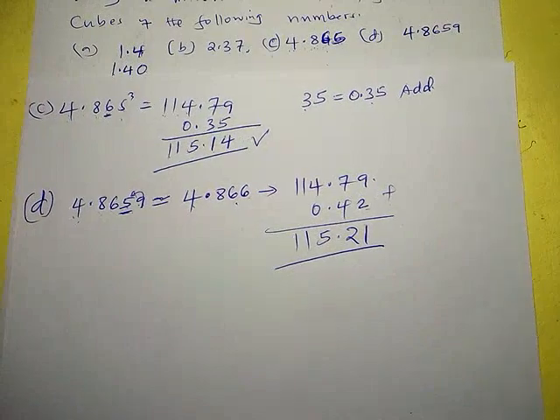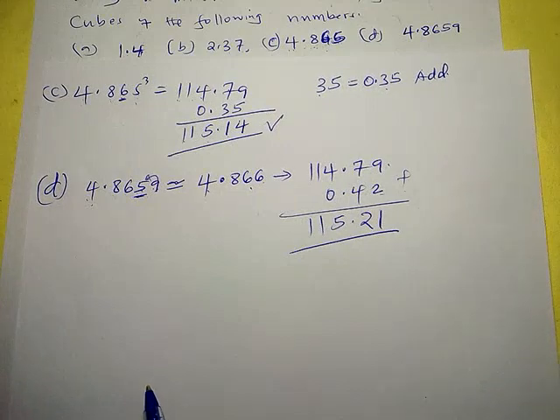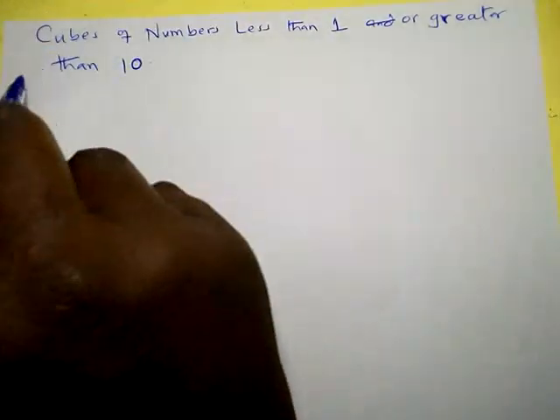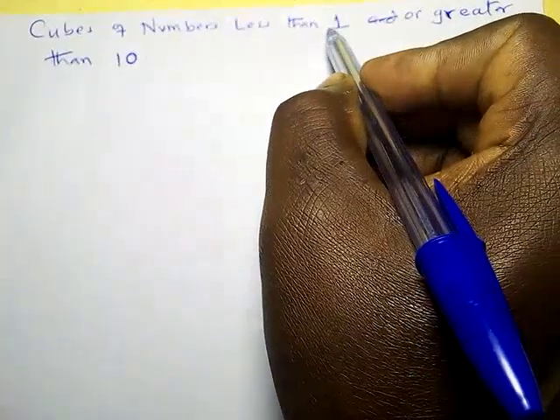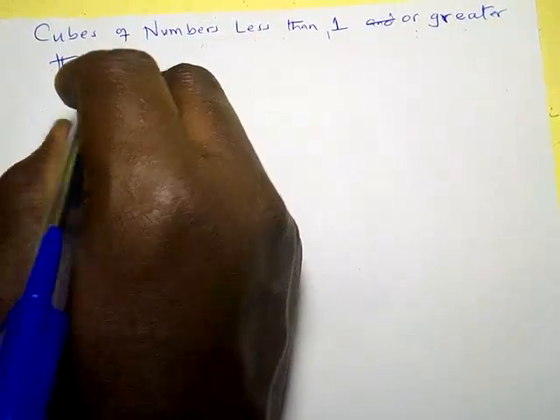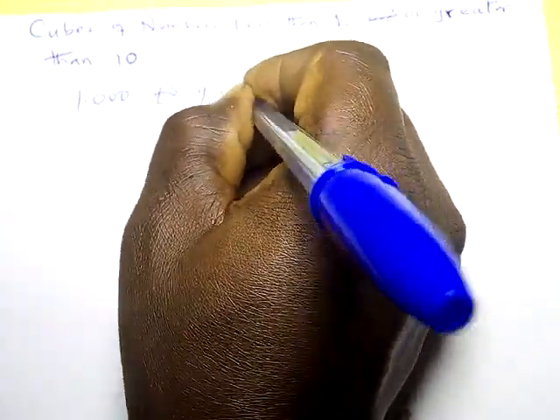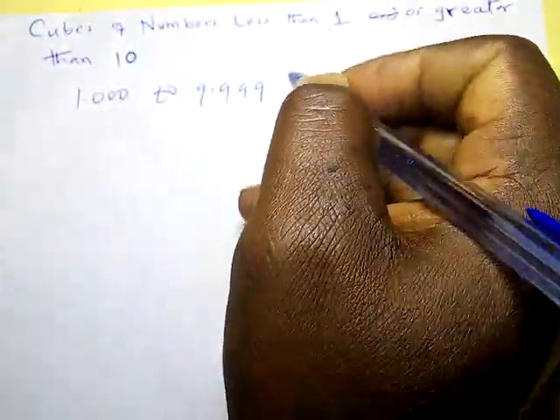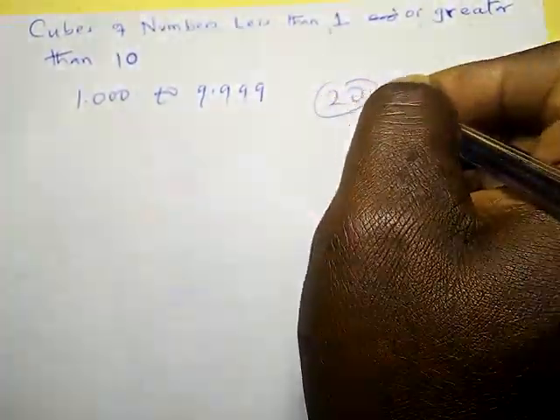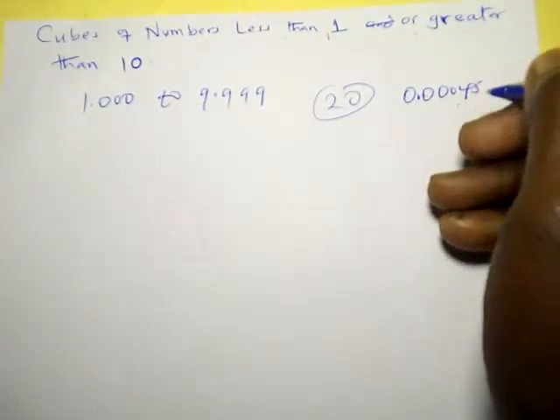But now we want to look at how you obtain cubes of numbers that are more than 10 and less than 1. So cubes of numbers less than 1 or greater than 10. Like I told you, the 4-figure table only gives us the cubes of numbers 1.000 to 9.999. So how do we obtain the cube of a number like 20? How do we get the cube of a number like 0.00045? How do we get the cube of that number?